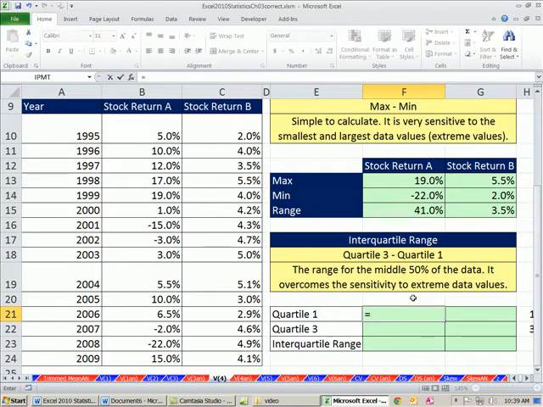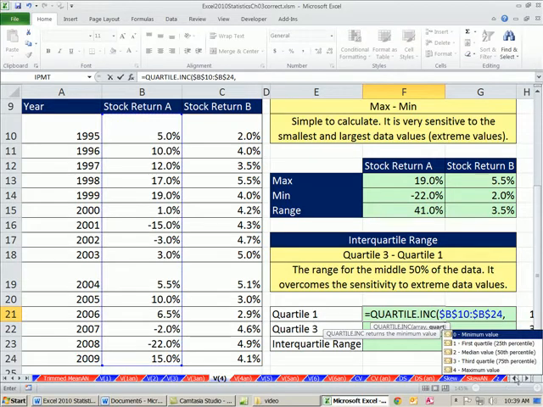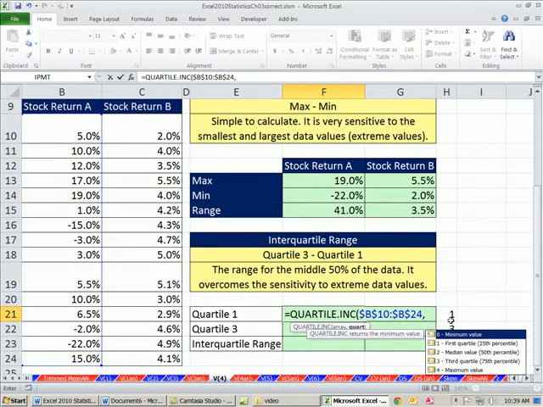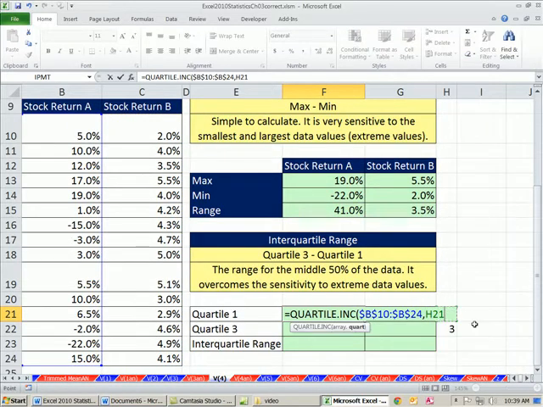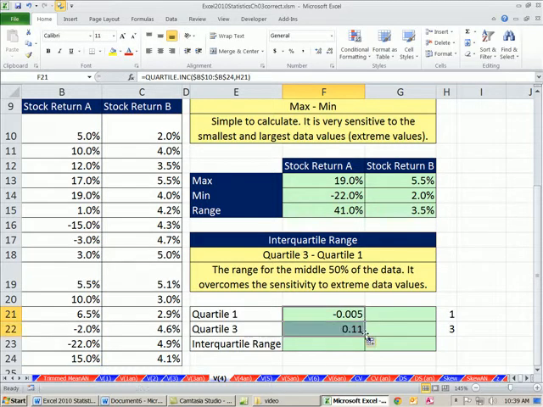So let's calculate quartile 1. I'm going to use quartile.inc. I'm going to get all of my cells right there. And I'm actually going to copy this down because I want to calculate quartile 1 and quartile 3 for stock A. So I'm going to hit my F4 key and lock it. And now I'm going to type a comma. And I put my 1 and 3 here, so I'm going to click on the relative cell reference. So I'm going to copy down.